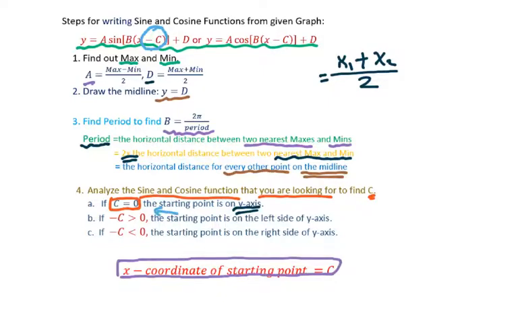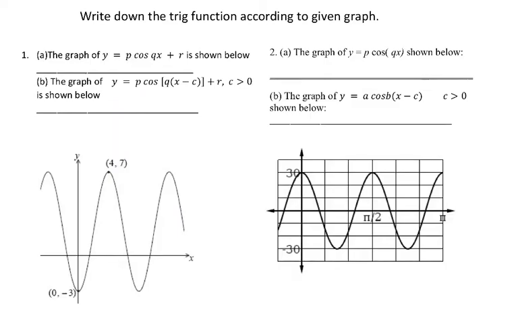Therefore, your starting point will be on the left side of the y-axis. If c is negative, c less than 0, for example, we have x minus 5, then we know that it will move to the right side. Therefore, the starting point is on the right side of the y-axis. Then, after you find the starting point, the x-coordinate is equal to c. Let's look at some examples.